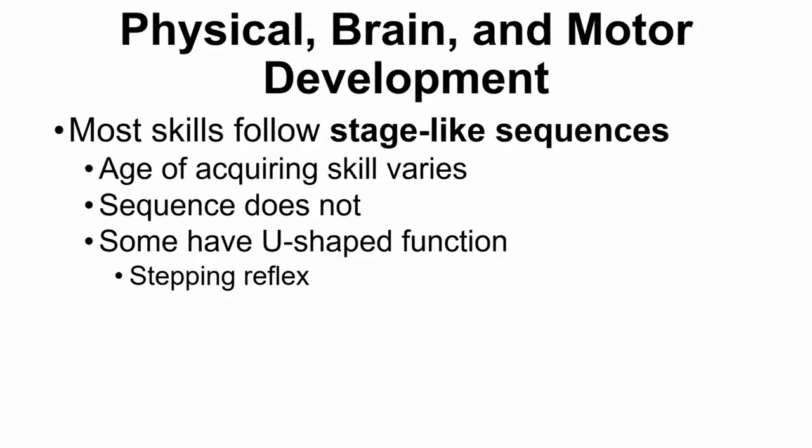We do end up with some oddities, and I think I've mentioned these before, and these are those U-shaped functions. Our U-shaped functions are the ones that exist early on, then go away for a time, and then return later on. So the stepping reflex, where if you hold a baby up and give them the chance to step on a surface, they do it shortly after birth, and then it goes away for a while, and then right around the time that they're ready to start walking, that stepping reflex returns again. We also mentioned that sound localization, turning to orient towards a sound, follows that same U-shaped function where it exists, then doesn't, and then comes back.